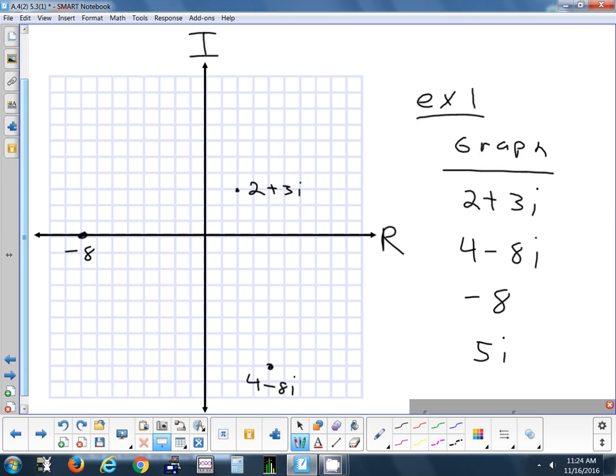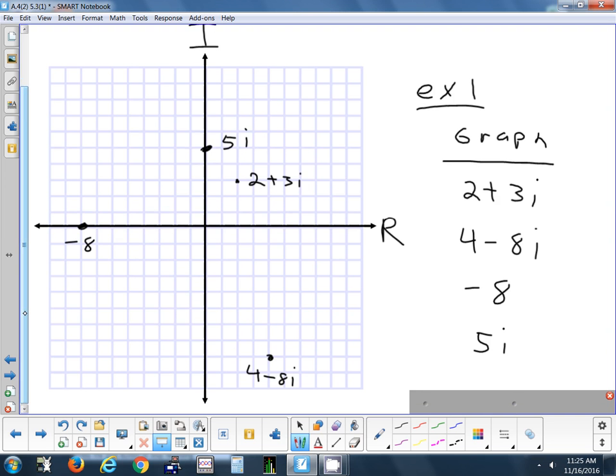And lastly, how about 5i? It'd be on the axis. Just go up. Just go up 5, yeah. Okay. One of the mistakes I usually see with this stuff, people switch the axes. Real is horizontal, imaginary is vertical. Just remember that, okay? I've seen people graph 5i by going 5 to the right. No, 5i is 5 up. Okay, so you'll have 2 questions on the test just like that. Okay, just have you graph them.